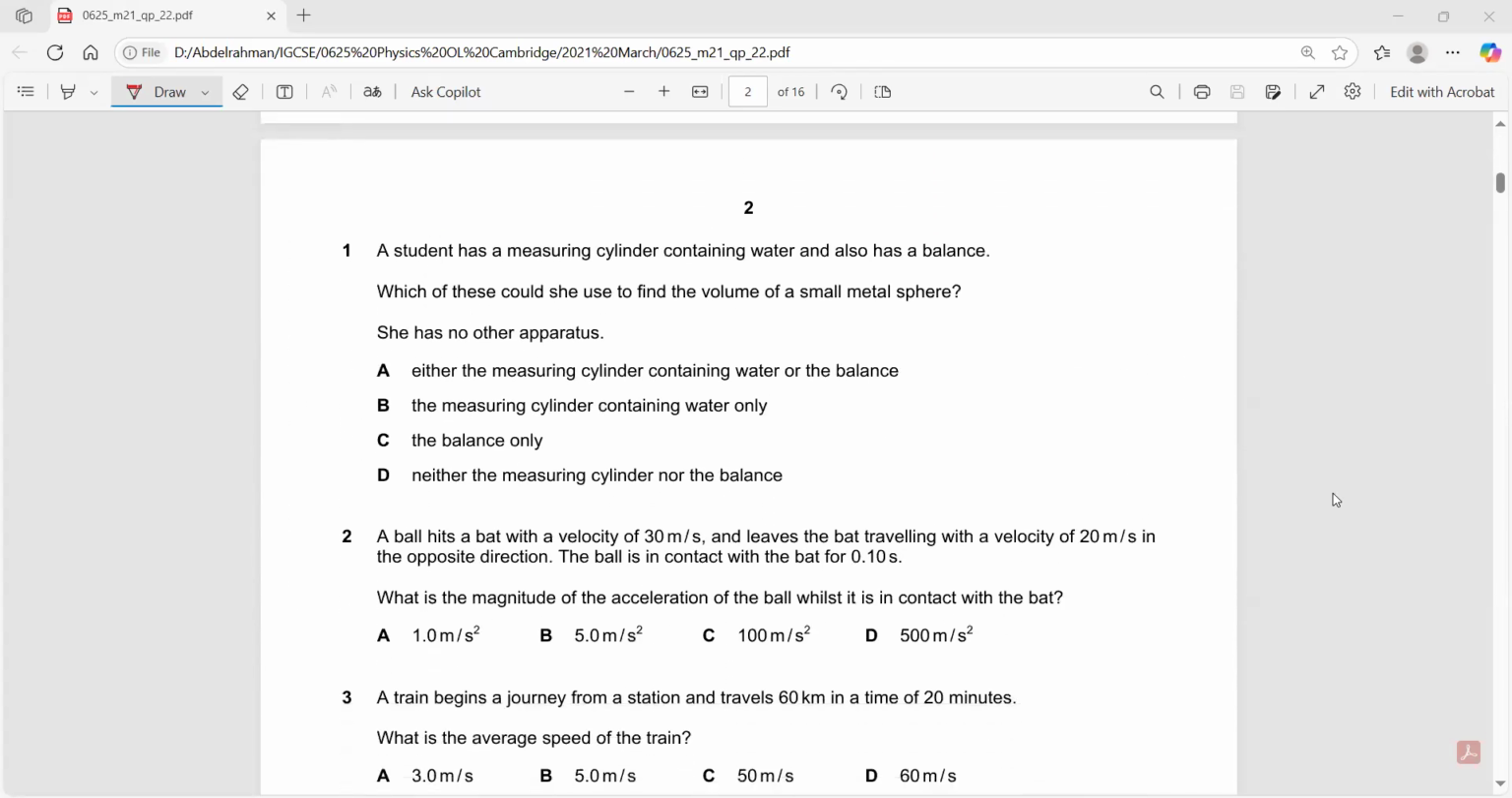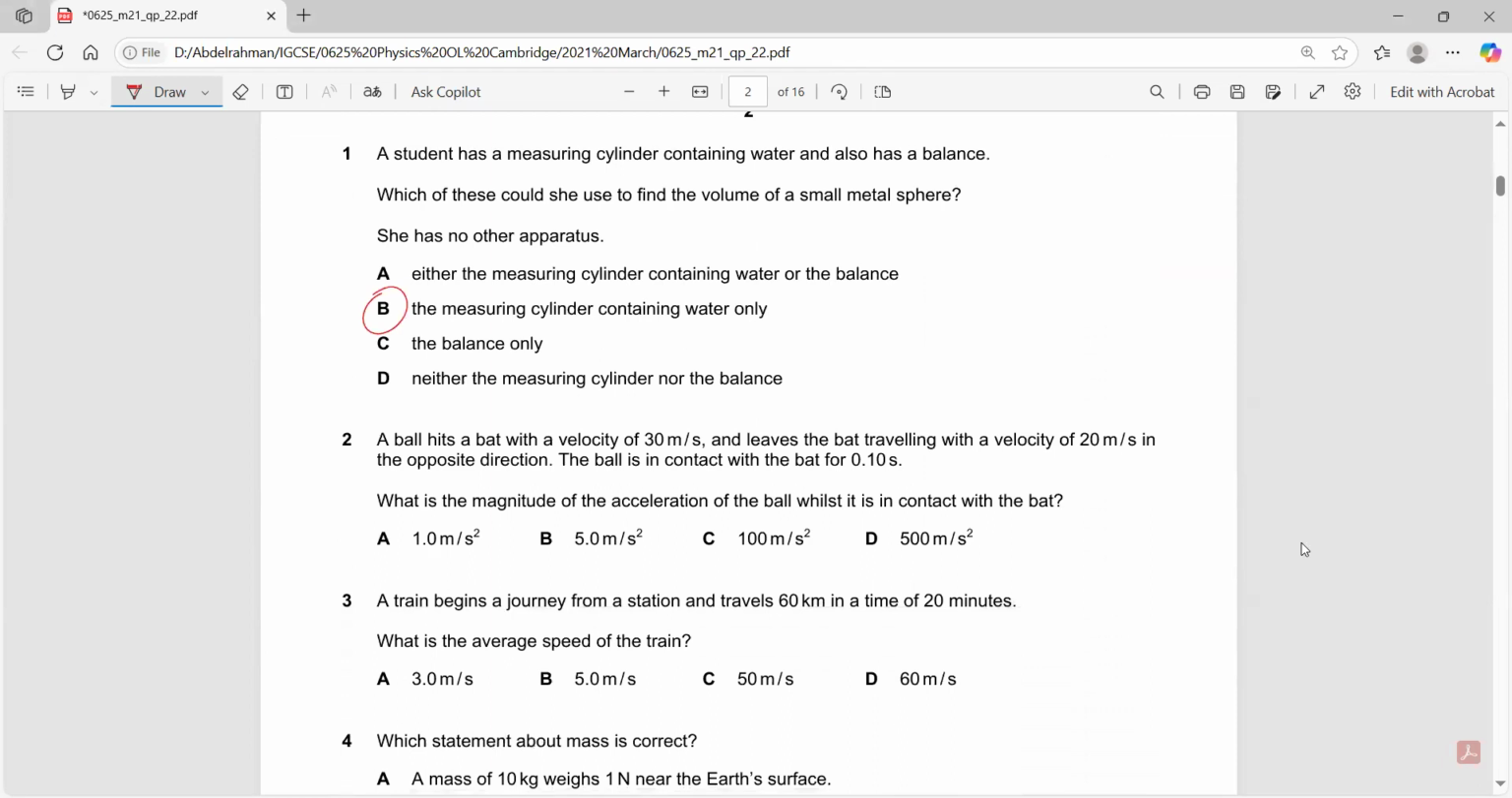Question 1. A student has a measuring cylinder containing water and also a balance. Which of these could she use to find the volume of a small metal sphere? If she wants to find the volume, she needs the measuring cylinder and water. That's all she needs, right? The measuring cylinder and the water only.